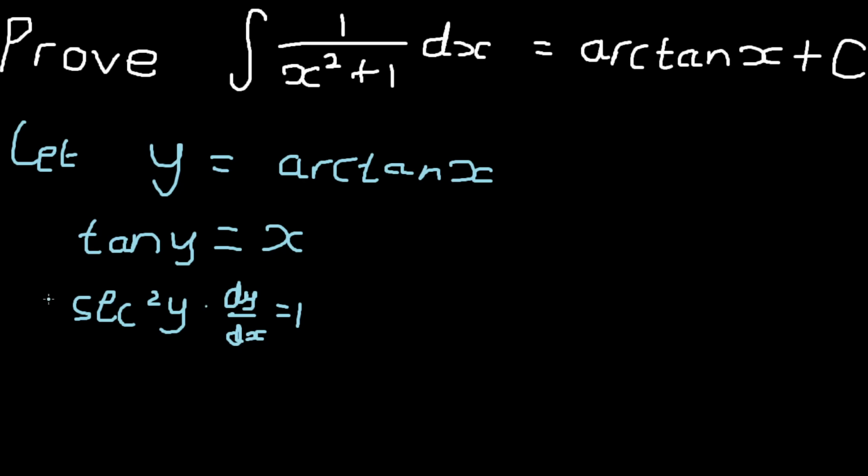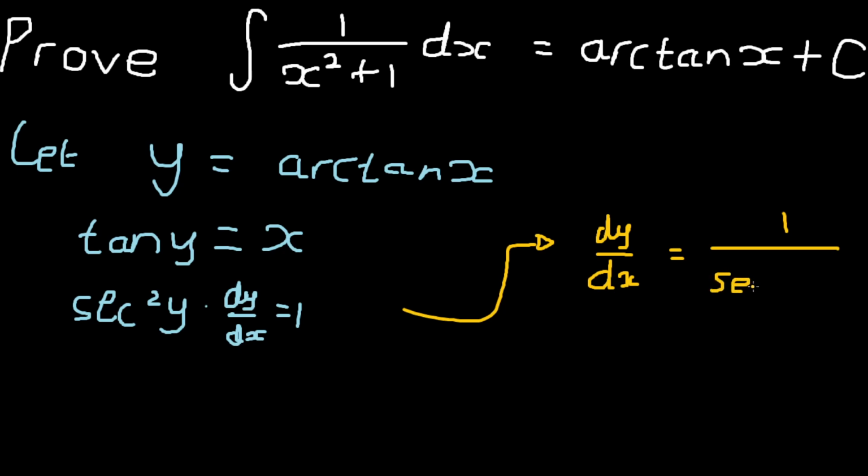Let's divide by the secant squared of y on both sides. We get that dy by dx is equal to 1 divided by the secant squared of y, and we could substitute y at this point, and it would be correct, although it wouldn't be in its simplest form. It wouldn't be in this form, and this is what we're trying to prove, so we need to do more work.